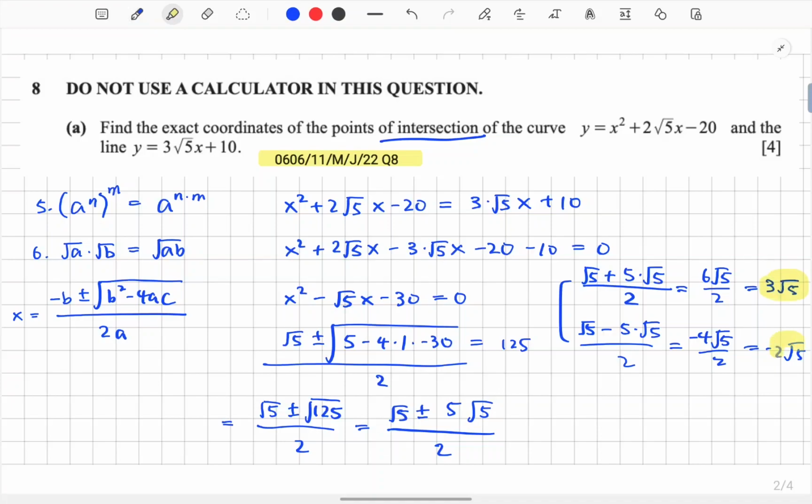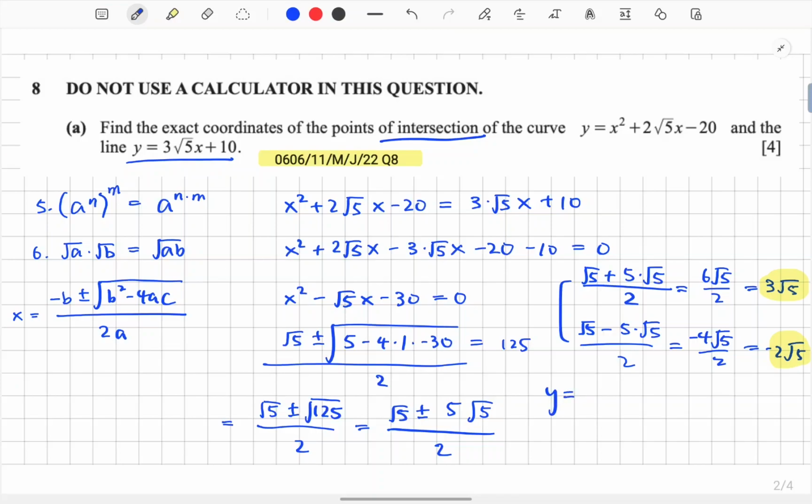Okay. These are the answers, but they are the x components of the two coordinates. And now we need to plug these values back into our original equation so we can know the y value of these coordinates. To me, I find using the second equation easier for calculation because we don't need to square it.